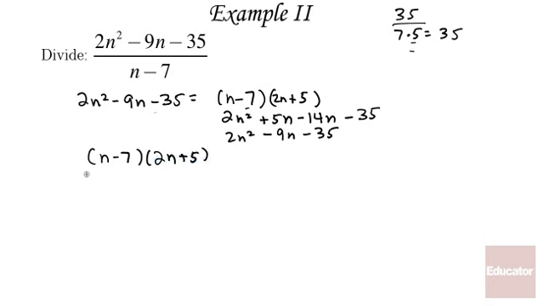That's the factoring for the numerator. In the denominator, I have an n minus 7, which means that these cancel out. That leaves me with 2n plus 5 as the quotient. So again, try to factor the numerator. If you're able to factor it, check and see if one of the factors is equal to the denominator, in which case you simply cancel, and what's left over is the quotient.